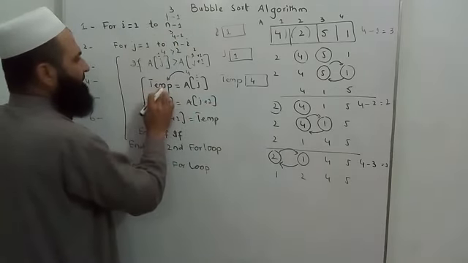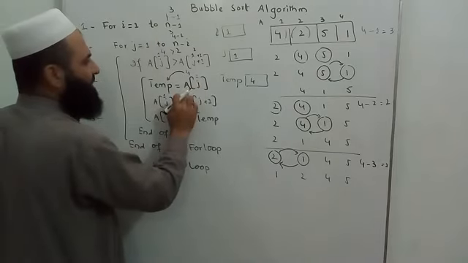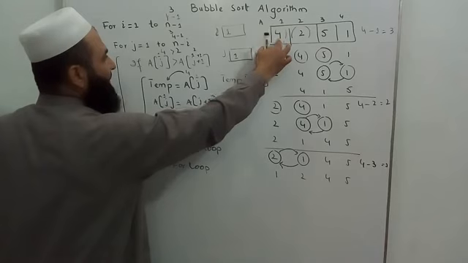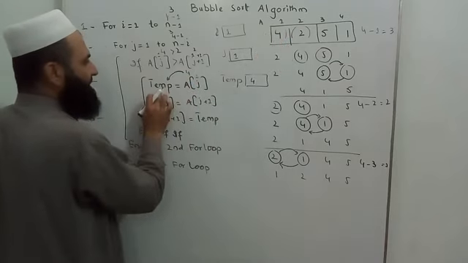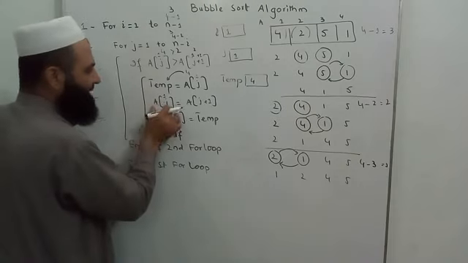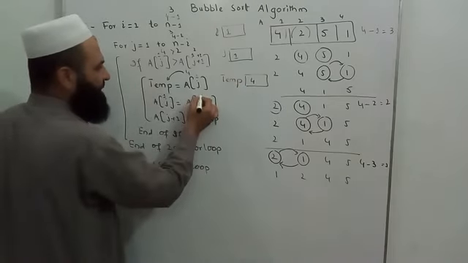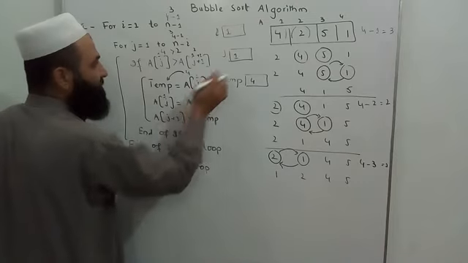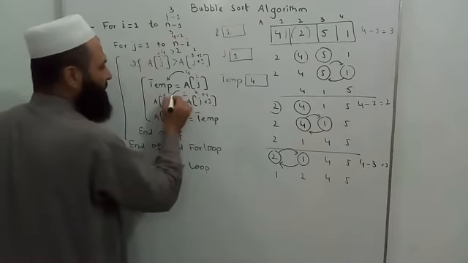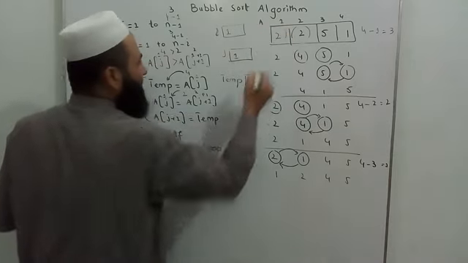So A of j, where j is 1, at the 1st location of array A we have value 4, so 4 is assigned to temp. Now A of j means A of 1. This location is assigned A of j plus 1. The j value is 1, 1 plus 1 is 2. A of 2, what is it? We have 2. 2 is assigned to A of 1.